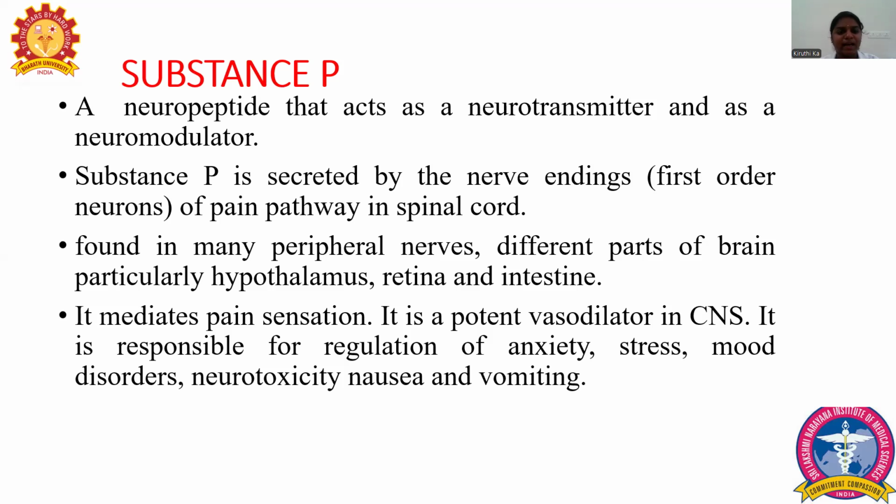So substance P and other tachykinins. Substance P is a major tachykinin. It is a polypeptide containing 11 amino acids. It is found in many parts of the CNS, the intestine, and peripheral nerves. The other tachykinins are neurokinin A, neurokinin B, neuropeptide K, and neuropeptide gamma. Substance P is secreted by the nerve endings of the first order neurons of a pain pathway in the spinal cord.